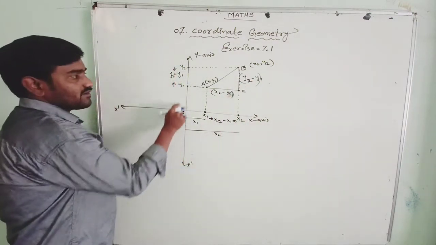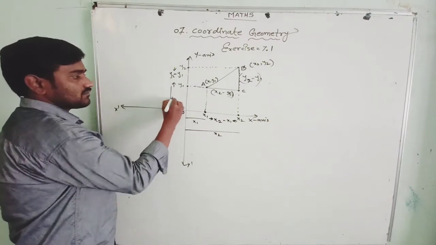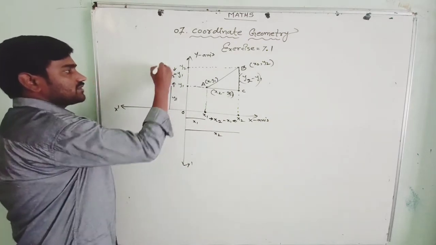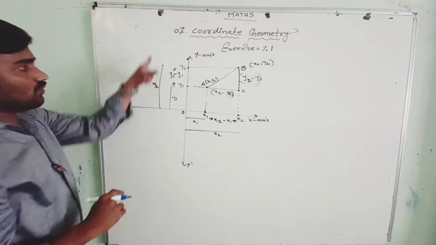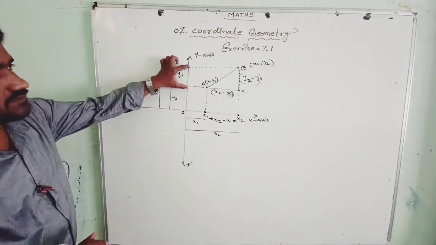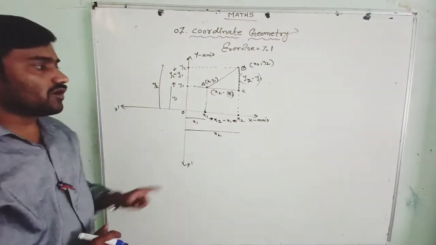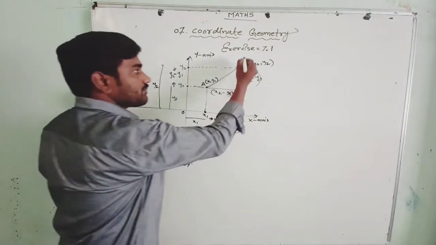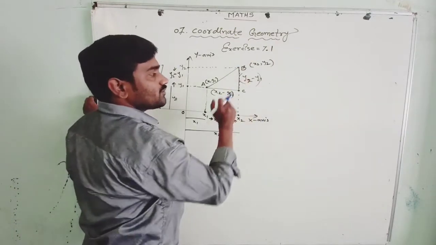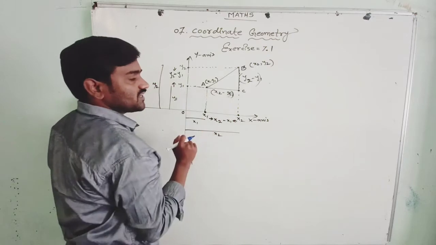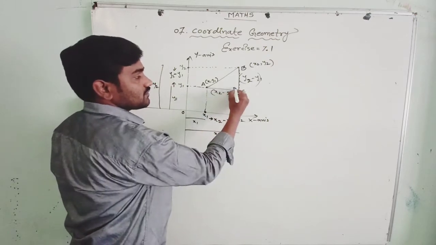Okay, till here is the y1 units, and till completely here y2 units. y2 minus y1, we get this. That is equal to BC. Now we have, look at here, BC equal to y2 minus y1, AC equal to x2 minus x1.